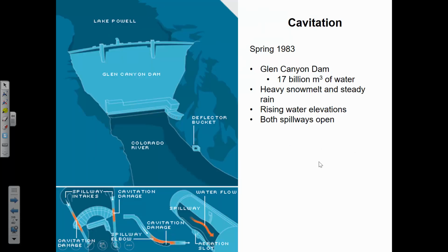And this isn't just hypothetical, it happens in the real world as well. Back in the spring of 1983, they had a really wet spring in the watershed that feeds Lake Powell, which is in southern Utah on the border of northern Arizona. It was a really heavy winter, and then the spring came so quickly that there was a lot of snow melt at the same time that it was raining. So the reservoir was filling up quickly, so they had to send a lot of water through the overflow spillway, and there was some cavitation damage to the spillway.